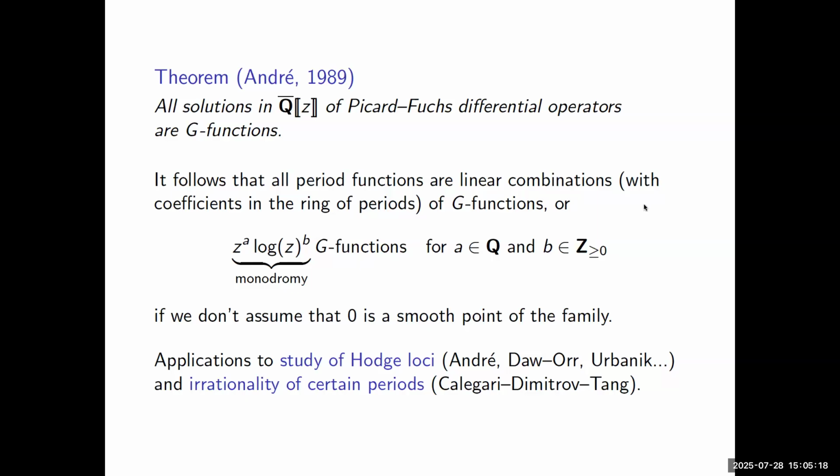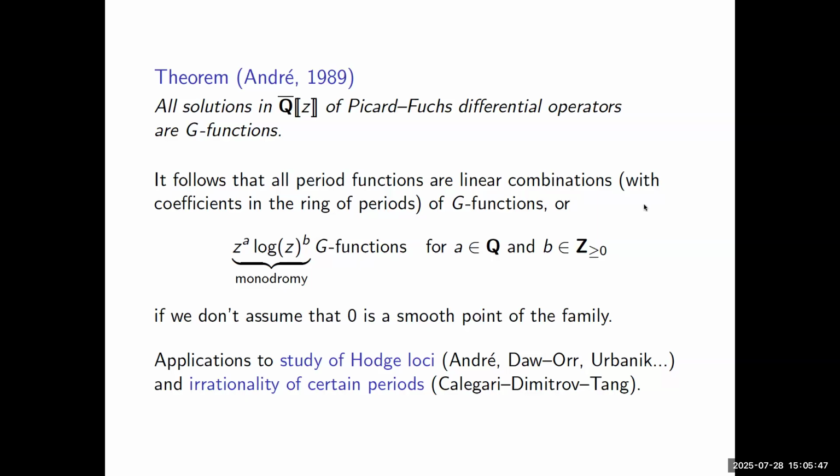And because of this theorem, G functions have very interesting applications to algebraic geometry and number theory. So there are two themes I'm not going to talk about, but they maybe are the most interesting ones. One is the study of Hodge loci, and I guess some of the actors are here. I think we'll learn more about this in Christopher's talk. And another very recent, very exciting development is the proof of the irrationality of certain periods by Calegari, Dimitrov, and Tang.